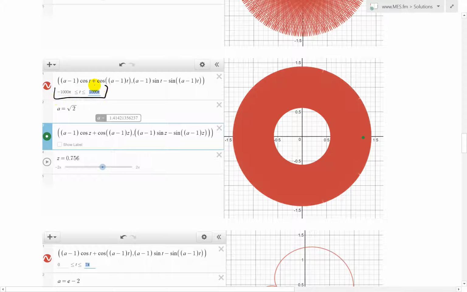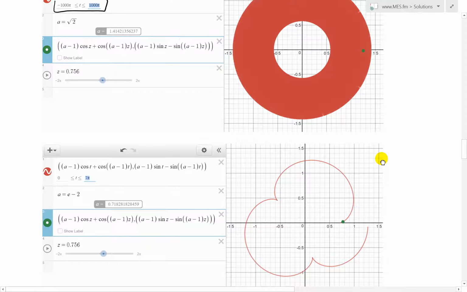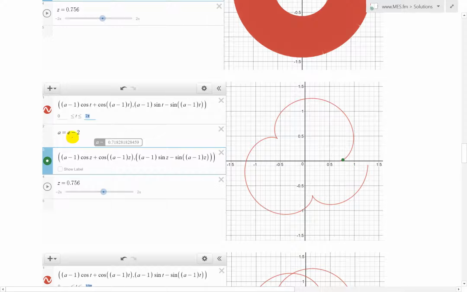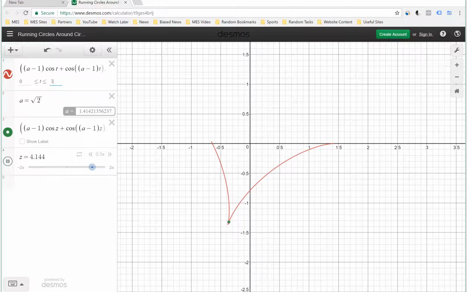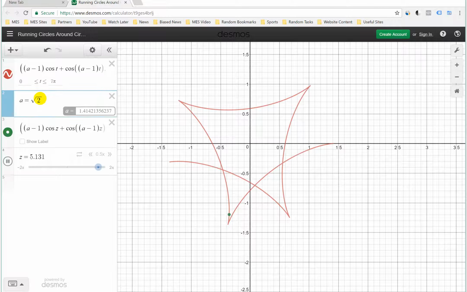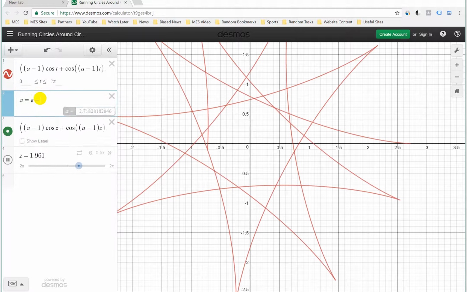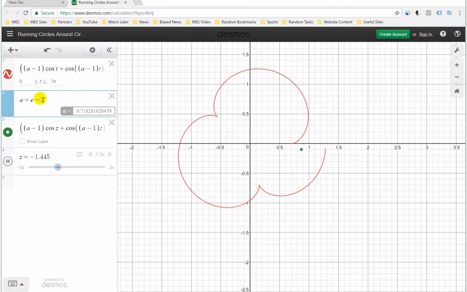Quite amazing. So now here what I've done is I've used a equals e minus 2, and you get a shape like this. This is from 0 to 7 pi. Let's write that down just to show you, 0, and this one is 7 pi, like that. And this number here, you could just write e minus 2. So e minus 2 is about 0.7182, etc.